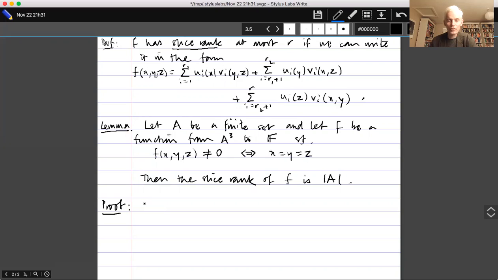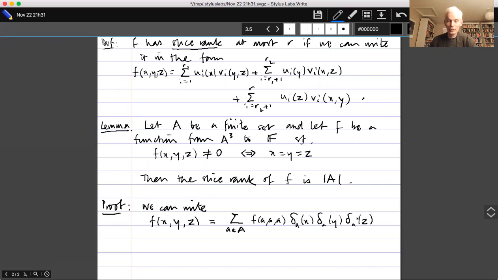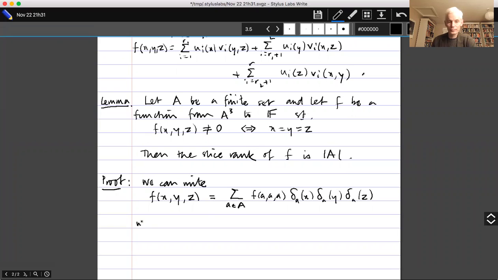So in one direction, we can write f(x, y, z) equals the sum over all a in A of f(a) delta_a(x) delta_a(y) delta_a(z), where delta_a(x) equals 1 if a equals x, and 0 otherwise.